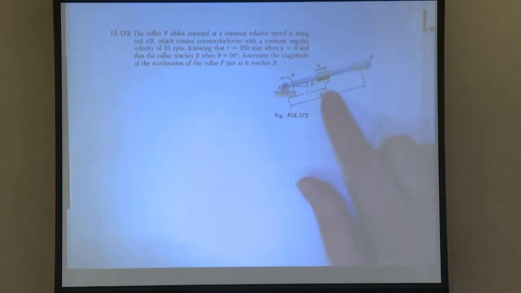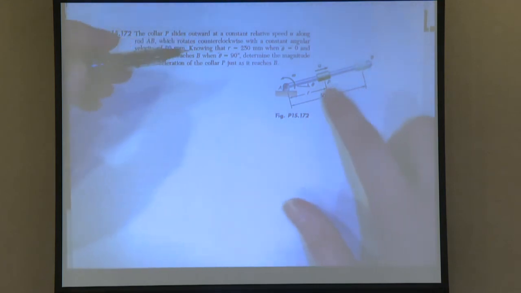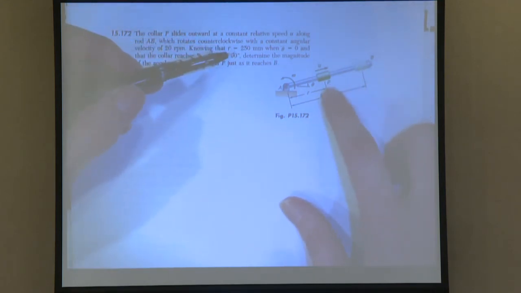It says the collar P slides outward at a constant relative speed u along rod AB, which rotates counterclockwise with a constant angular velocity of 20 RPM. So basically, P starts at 250 millimeters, like at the center of this rod, and then the rod goes from 0 degrees and rotates up to 90 degrees.